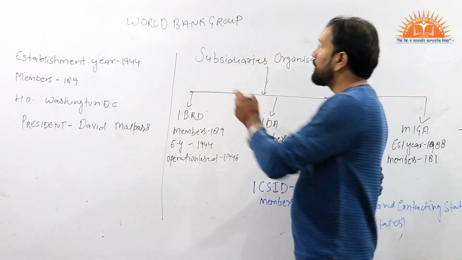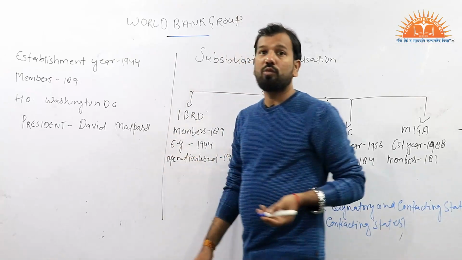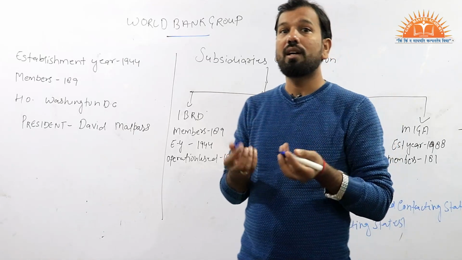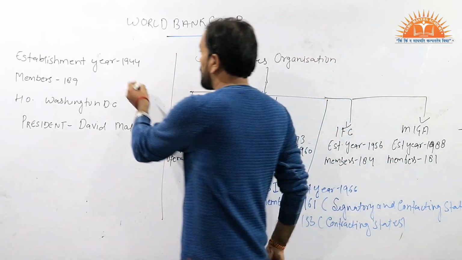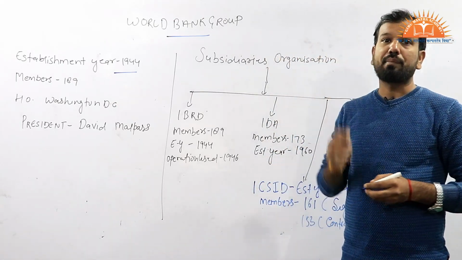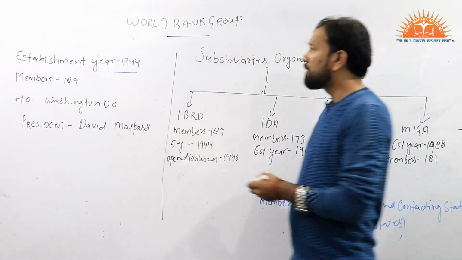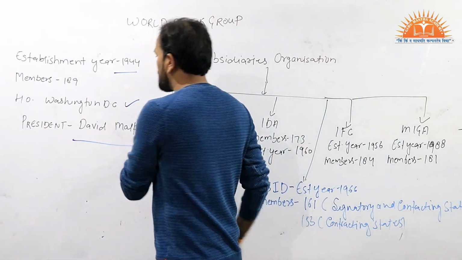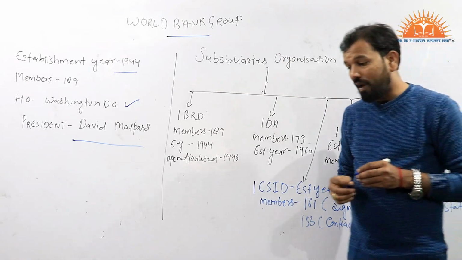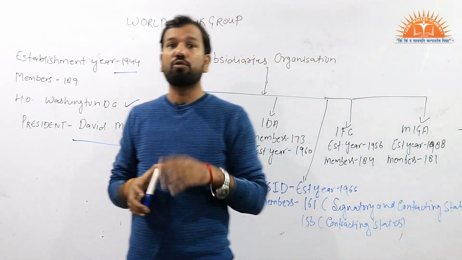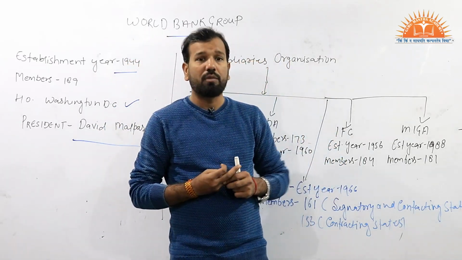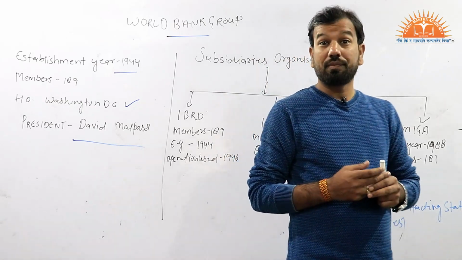Before starting with the World Bank Group, we should know what the World Bank is all about, how it works, and how it reduces poverty across the globe. The World Bank started working in 1944. There are 189 member countries, the head office is in Washington DC, and the president is David Malpass. The World Bank is a group of 5 intermediary banks which work to reduce poverty and provide loans to member countries, and they also provide loans to some multinational corporations.